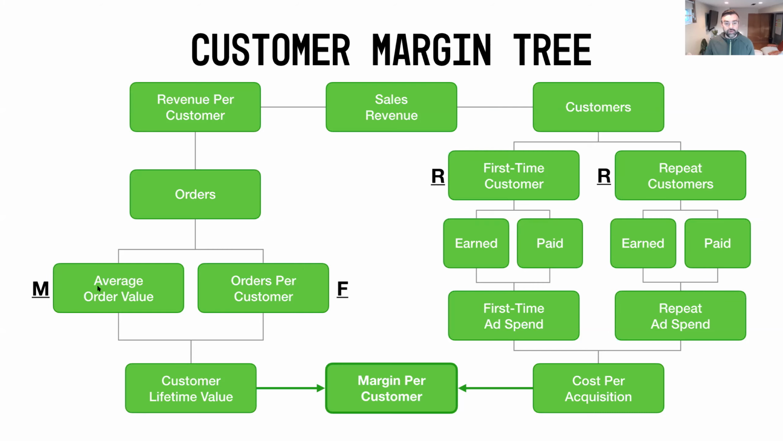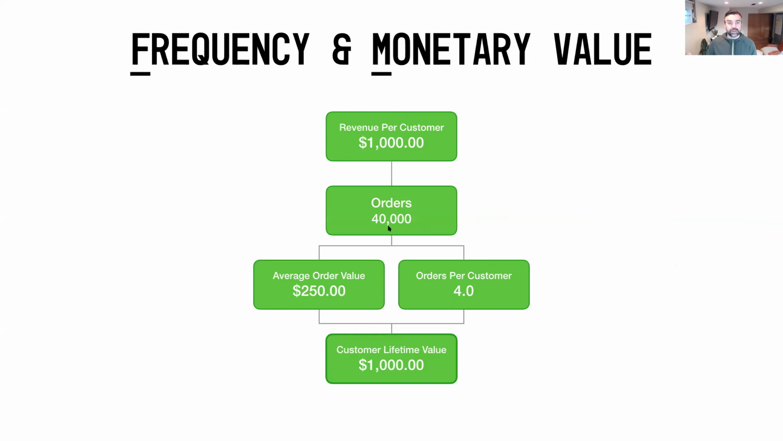And so what we took a look at is how we could influence R versus M by digging a bit further into this revenue per customer angle. So remember the scenario we talked about was $1,000 per customer at 40,000 orders would generate an order value of $250 and orders per customer. That would break down to being a customer lifetime value of $1,000.